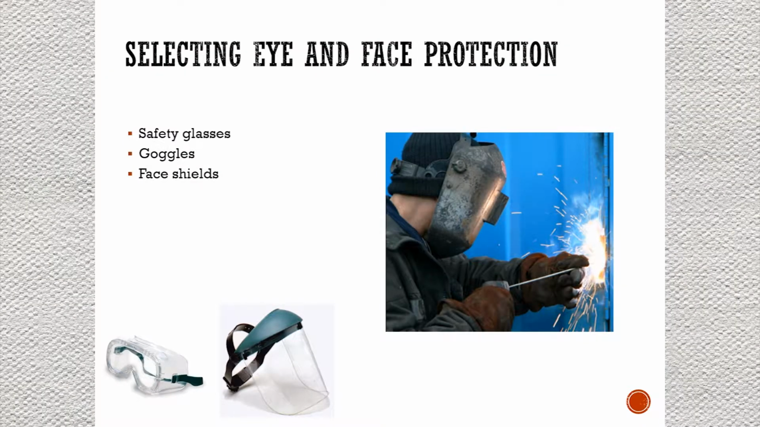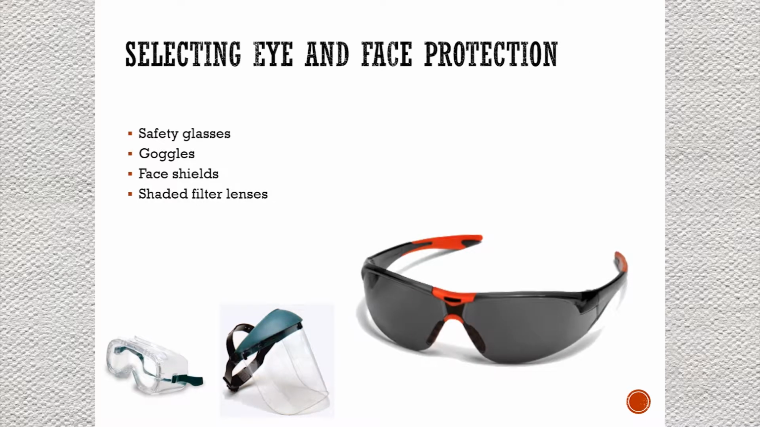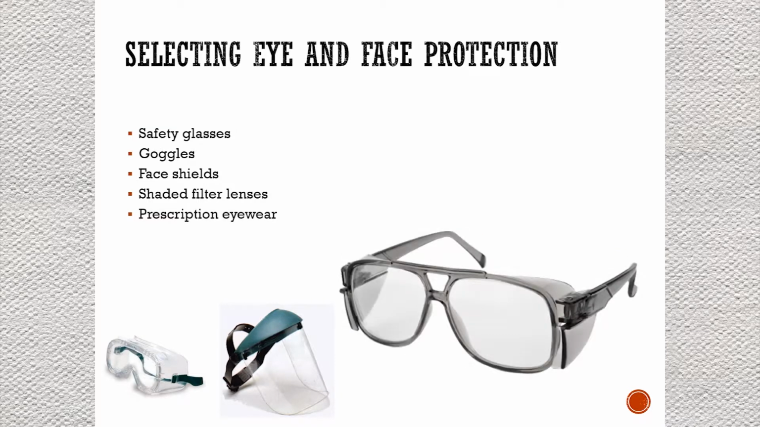So when we're working with chemicals and there's a splash hazard, safety glasses will not protect you from a splash. Goggles are the better choice. Face shields, as I said before, when we're welding or working with any other large fragment hazards. Shaded lenses, again, light hazards, welding, UV lights, things of that nature. And then, prescription eyewear, making sure that the lenses in the front are impact resistant as well as having a side shield on it.